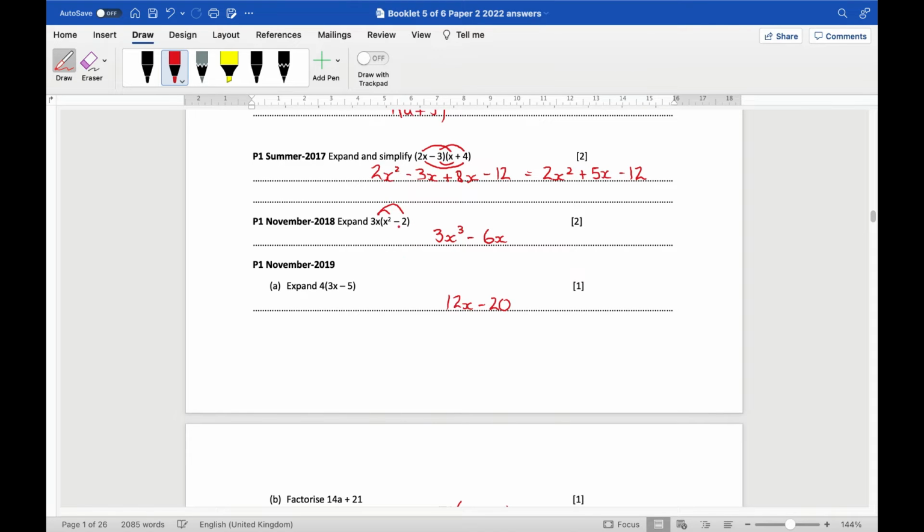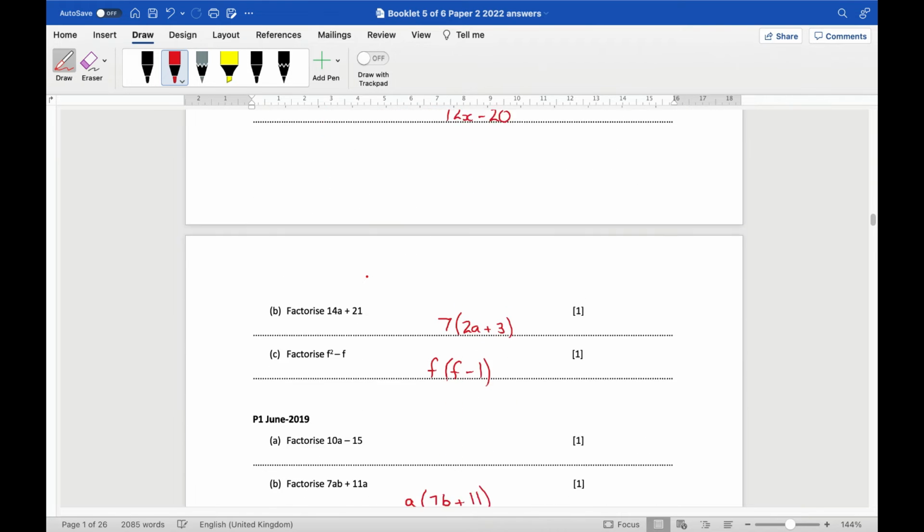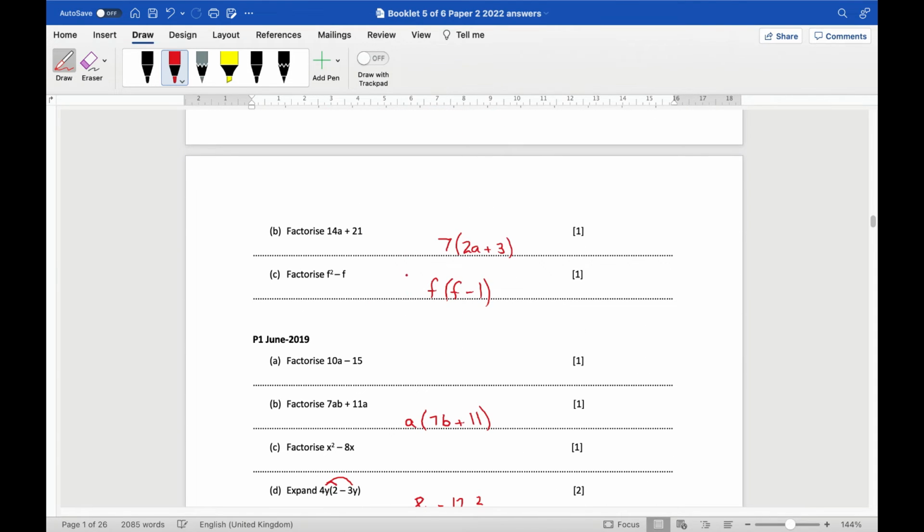So just times in everything in the bracket by the one thing outside. Again, expand in single brackets. Fair bit of factorising here. Somewhere we're taking out the highest common factor as a number. Okay, so what's the biggest number that goes into 14 and 21?